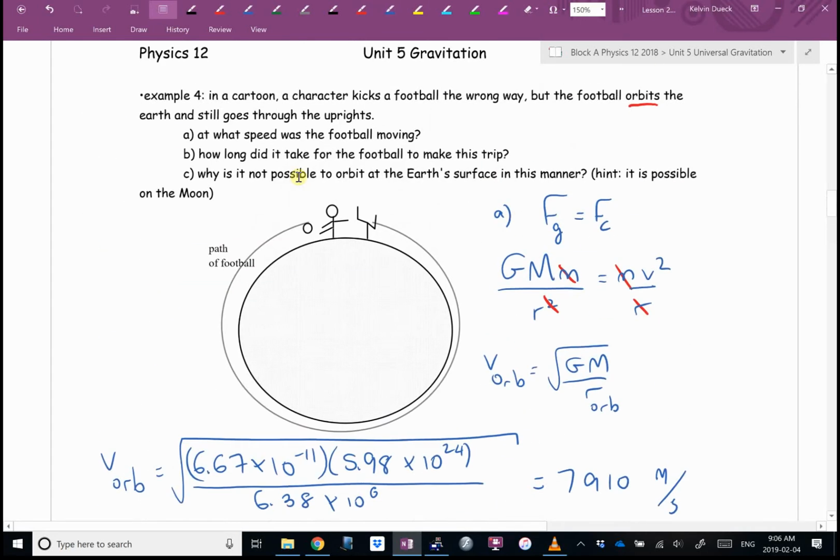So why is this impossible, but it would be possible on the moon? What's the big issue here? Why can't you orbit around the Earth, let's say right at the Earth's surface? Or even, let's say, a couple hundred meters up so you're avoiding buildings. Why would this still be an issue?